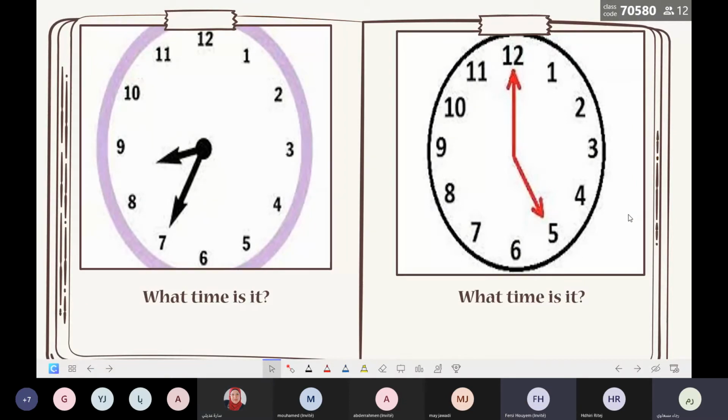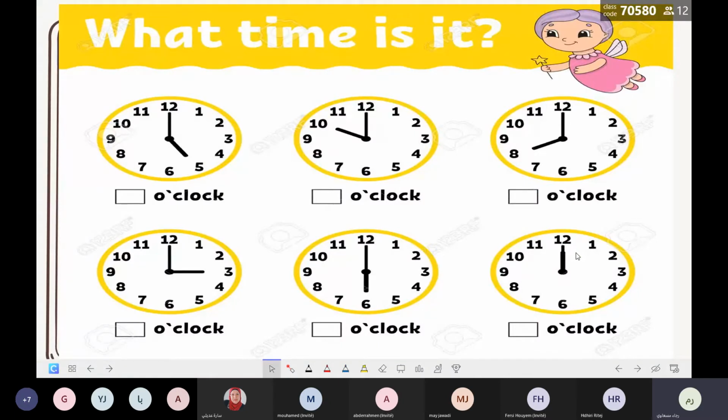Excellent. Thank you. Very good. 5 o'clock. Good. Okay, I want you to focus on these pictures now. We will do number 1 together. Number 1 from the left. Usually we start from the left. So here you have the hour hand in 5 and the minute hand in 12. So it is 5 o'clock. Number 2, you have the hour hand in 10 and the minute hand in 12.